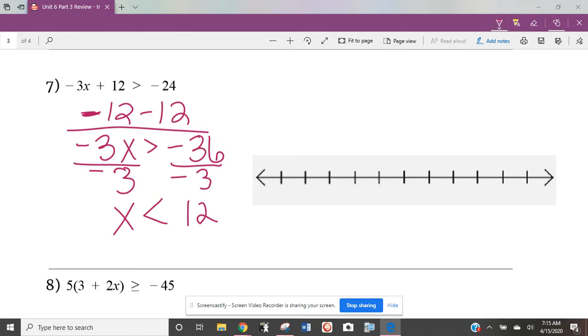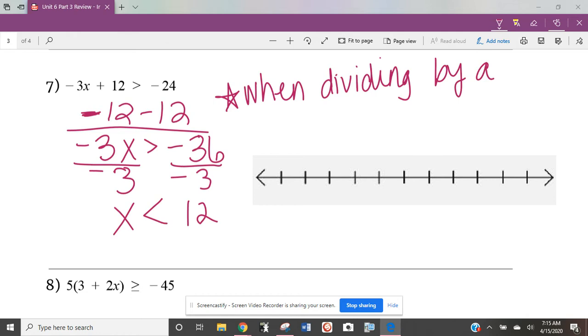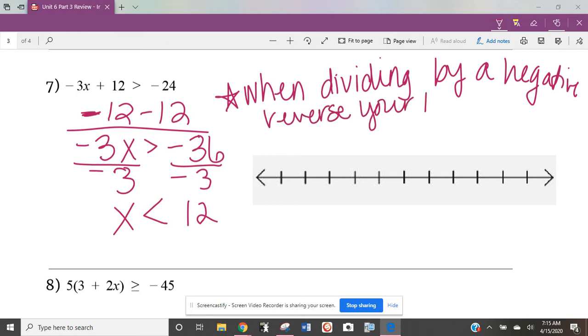So again, I'm just going to write: when dividing by a negative, reverse your inequality symbol. Okay, so don't forget to do that. Very, very important. Otherwise, your statement won't be true.